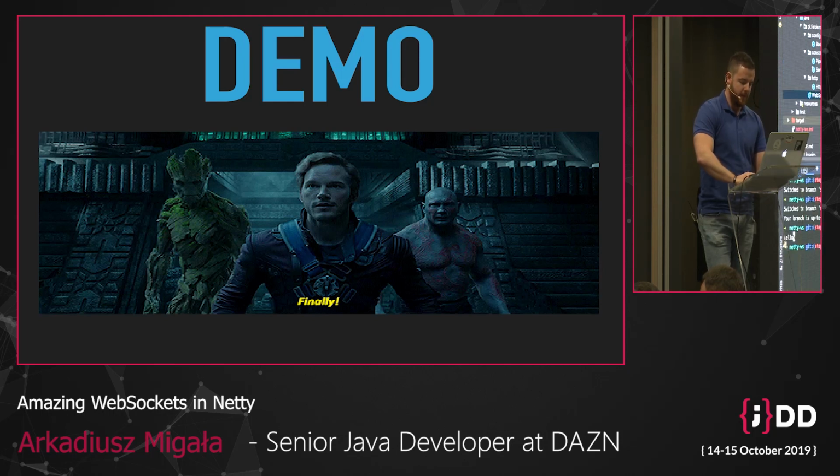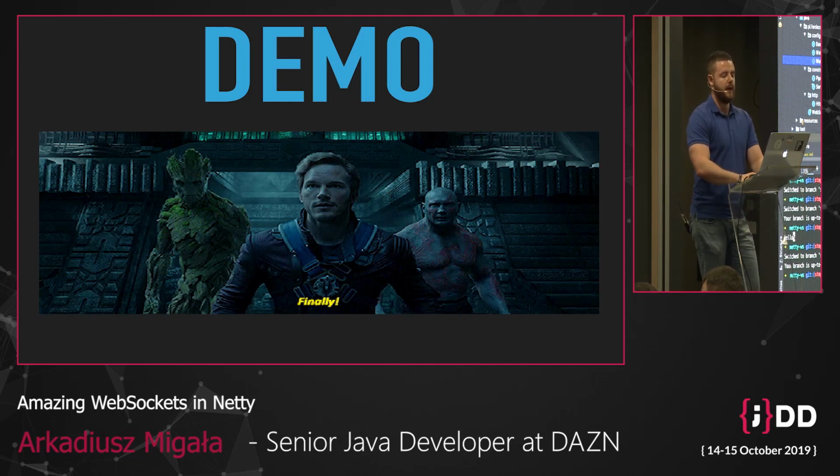And I've prepared GitHub branches. So we are now on step 1. Then I can check out step 2. Okay, we are now in step 2. Something changed, and we have 2 additional handlers. We have a WebSocket frame handler and a WebSocket handshake handler. So let's take a look at our initializer. So we have our pipeline, and something additional is added here, the WebSocket handshake handler.